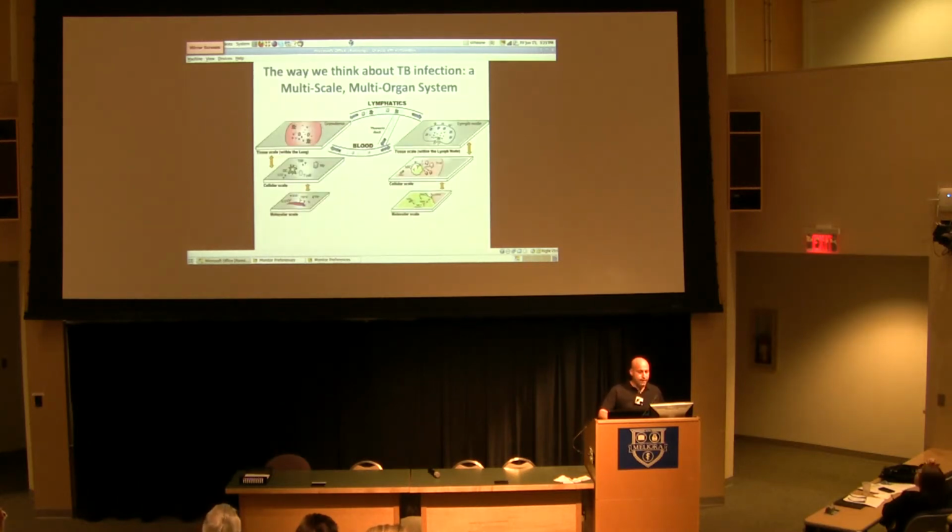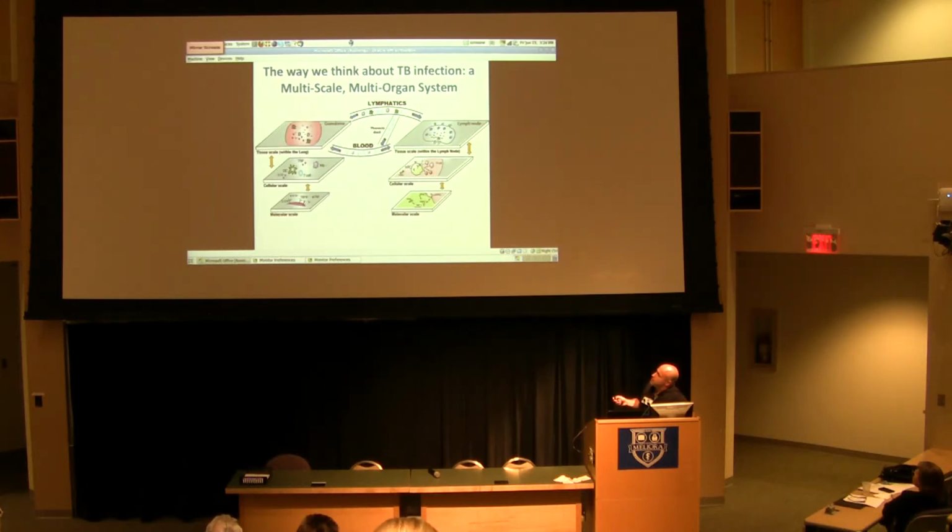So we want to look at granuloma formation. More generally, we want to look at the whole system, which is a complex system. Here we just superimpose different layers for different organs. On the left, you see the lung. On the right, it's the lymph node. And you can zoom in and zoom out at different levels, at different scales.